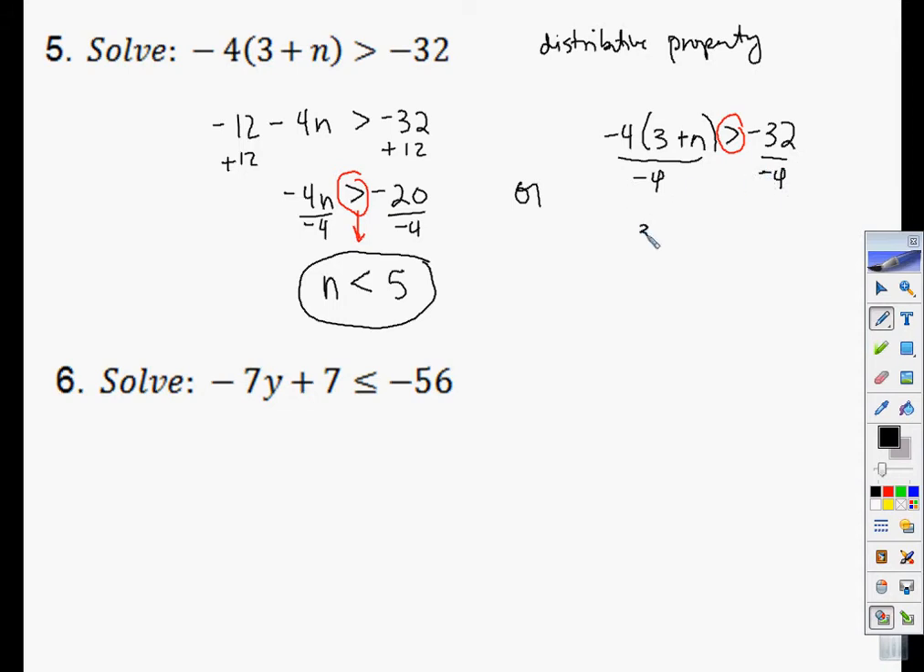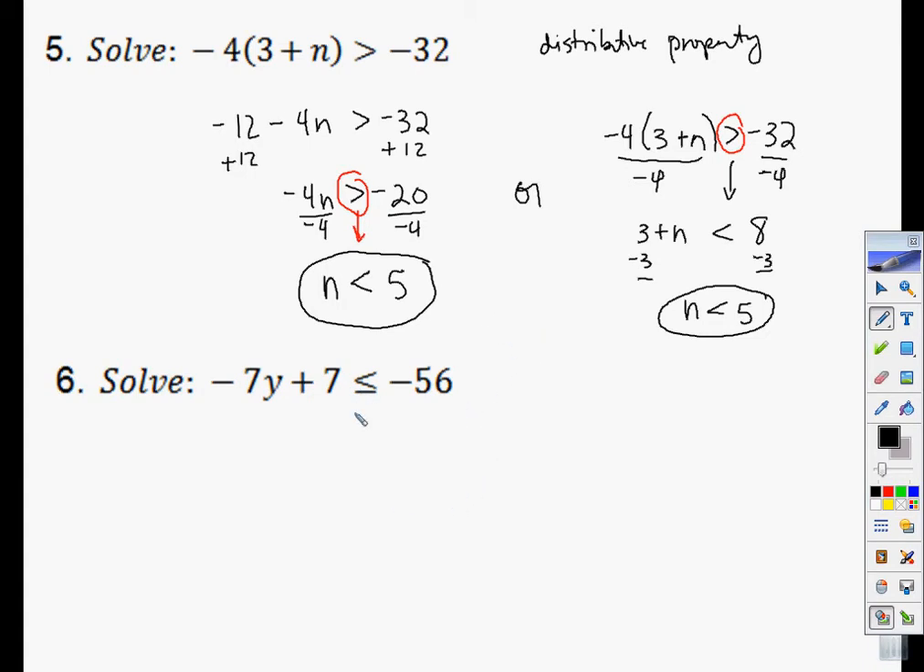and then I would have 3 plus n on the left, but this inequality sign would need to change to a less than sign, is less than 8. Okay, -32 divided by -4 is 8. So subtracting 3 from both sides, I have n is less than 5. Okay, 2 equivalent answers, the same answers, just different ways of getting to that final answer.